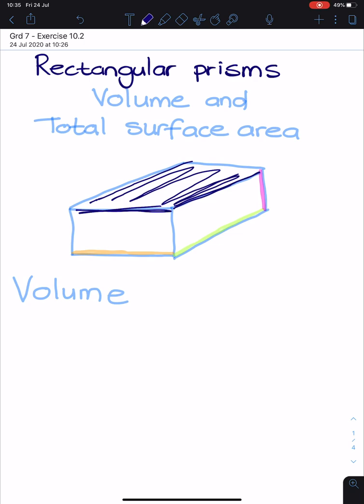Now we're looking at volume, and volume brings in the height. So we have got the breadth, the length, and the height. Now remember that volume is working out how much space an object takes up. So we want to know how much space this rectangular prism takes up in a room. So the formula for volume is length times breadth times height.